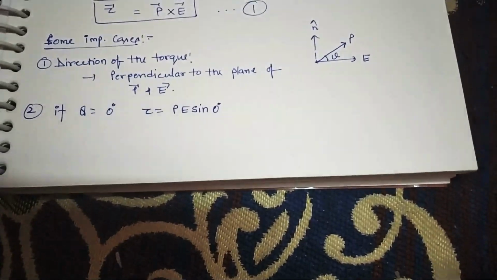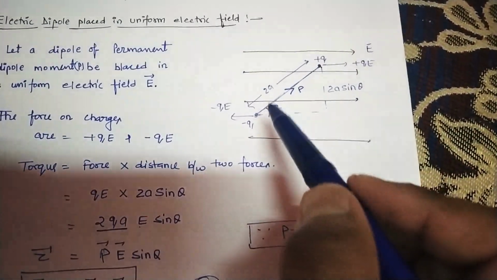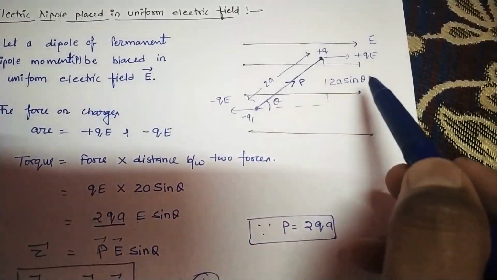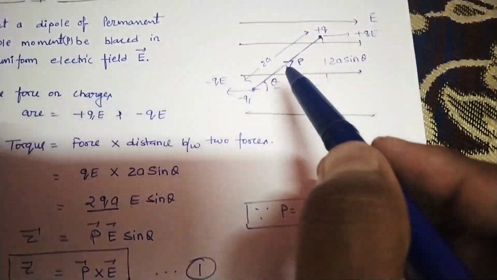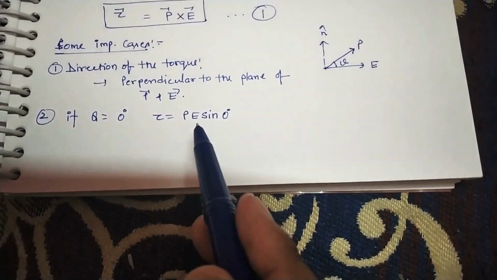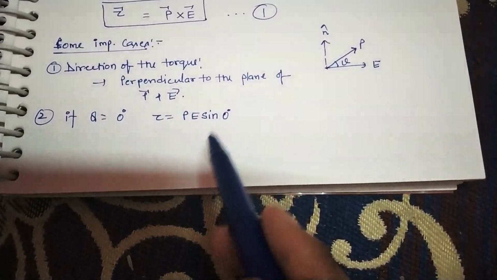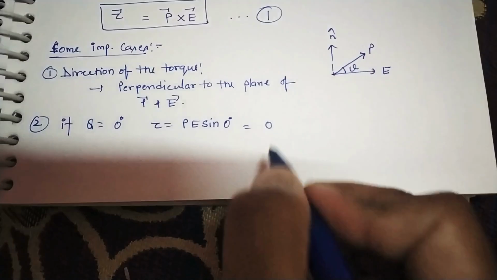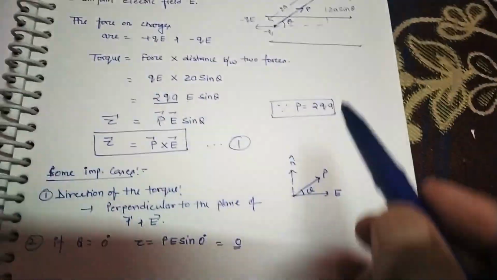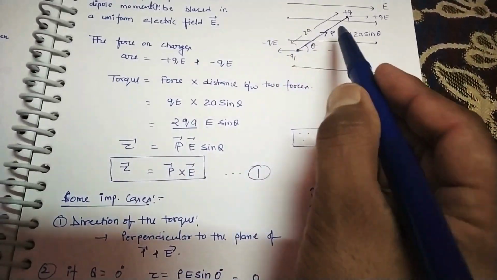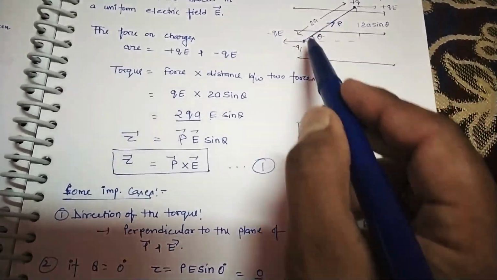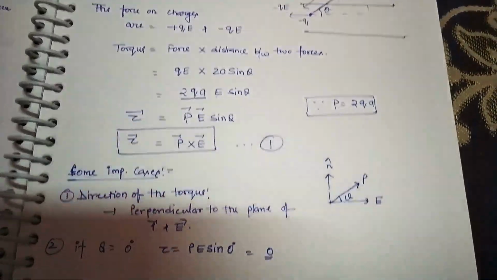Now if the angle theta becomes 0, it means this dipole is in the direction of the electric field. In that case the angle will be 0. So sin 0 is 0, everybody knows. So torque will be 0. Both the forces will be pulling it from this side and that side, so the net force will be 0. So they will not experience any kind of torque, right?